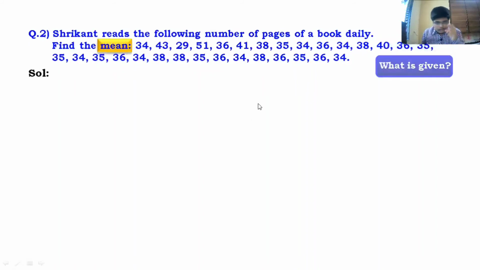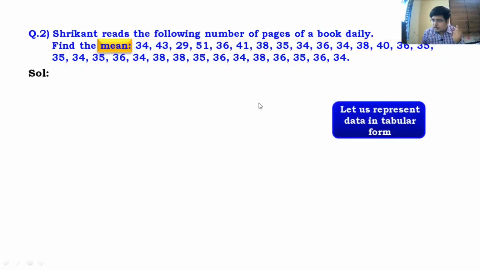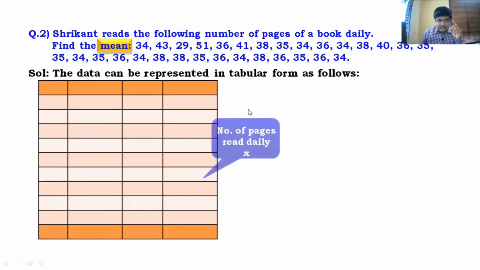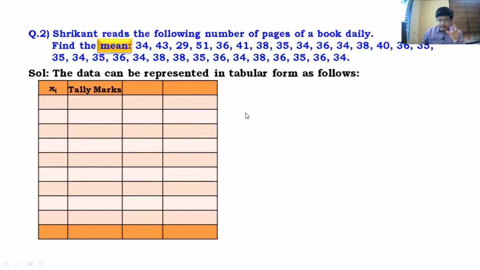How do you do that? You have to make a table. Now to convert from raw data to ungrouped data, in the table we will write X. X means all the values. Then we will write tally marks. If you remember, we use tally marks for that, and frequency. Then we can count the frequencies F. And then for the formula, we have to calculate Fx.